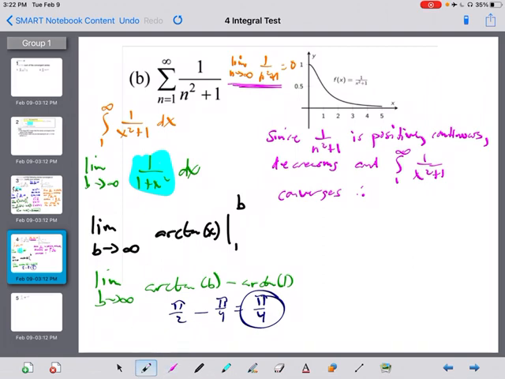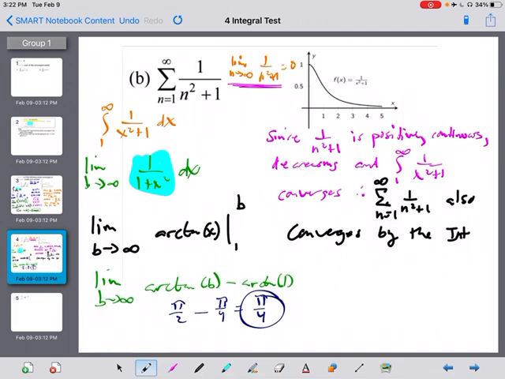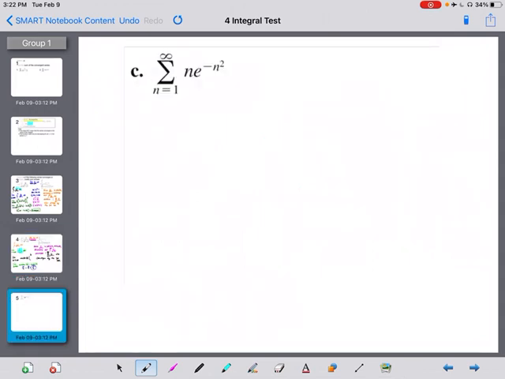Therefore, summation, oh goodness, that's an ugly summation. Summation, oh my god, that's just as bad. N equals 1 to infinity of 1 over n squared plus 1 also converges by the integral test. Letter C. Okay.